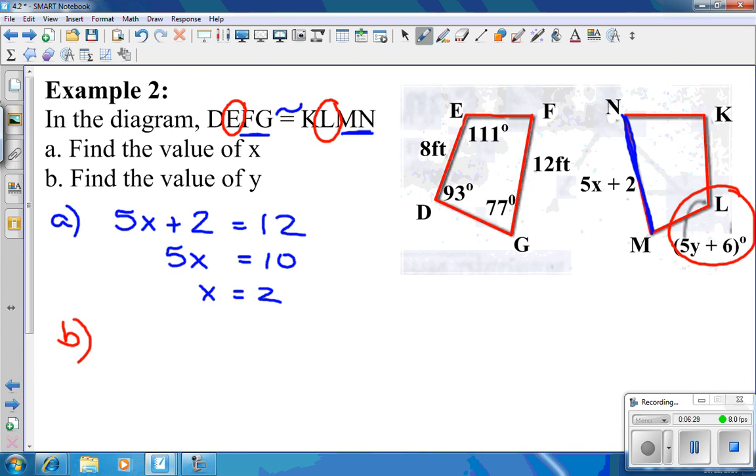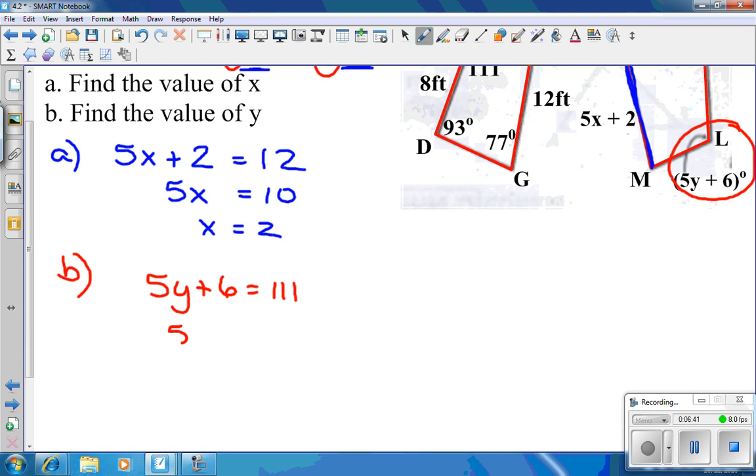All right, so they're congruent. They're equal. If they're equal, we set them what to each other? Equal to each other. So you got 5y plus 6 equals 111. Subtract the 6 from both sides. So 5y equals 105, and divide by 5. Okay, so be careful. It may ask you for the y, it may ask you for the x, it may ask you for the final answer. Just be careful what it's asking.